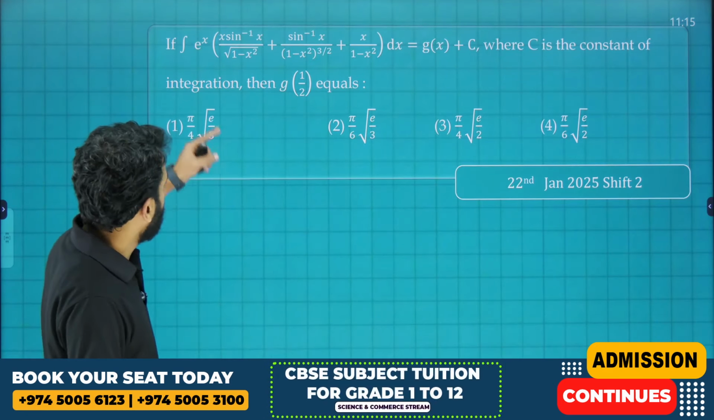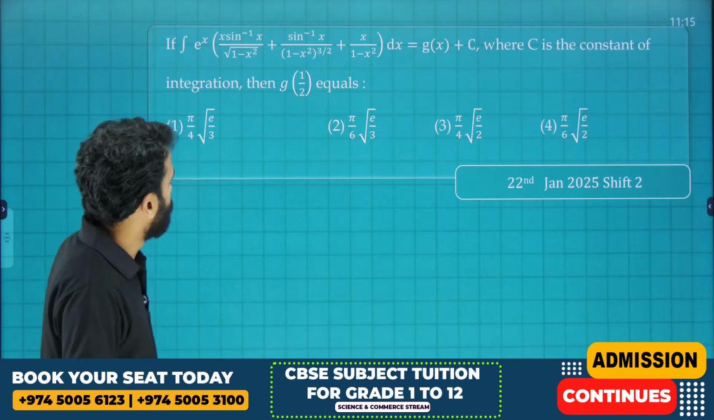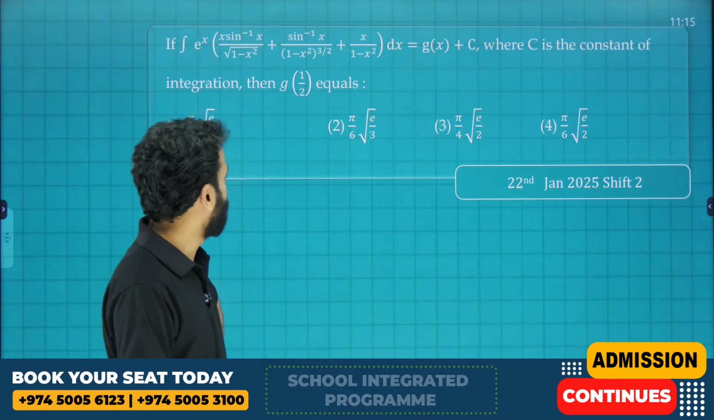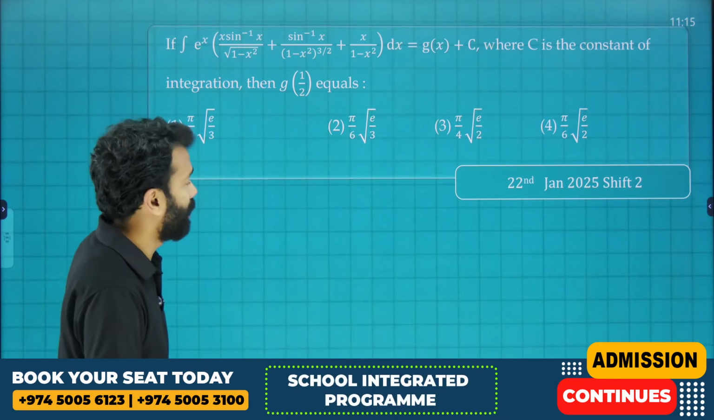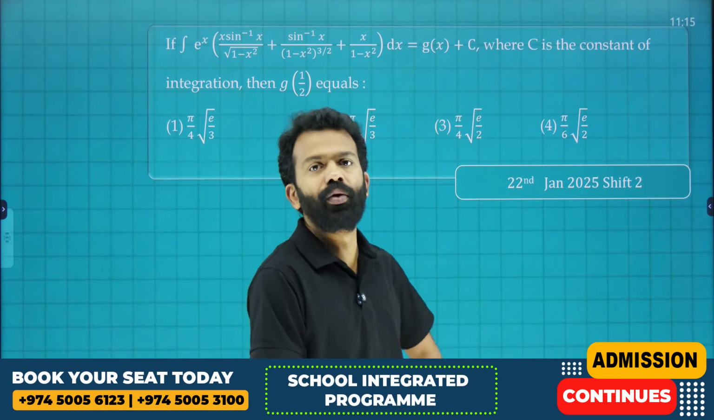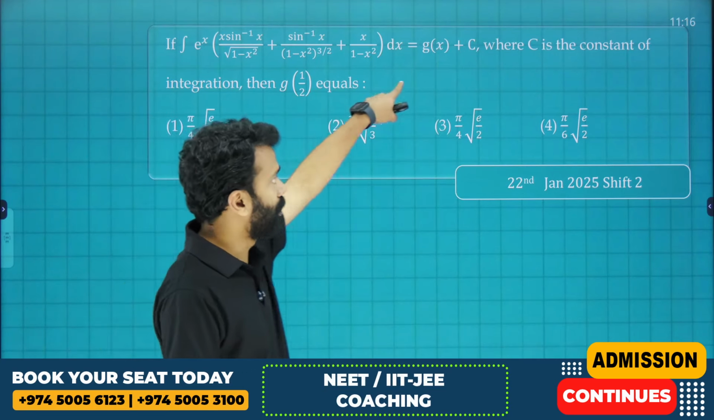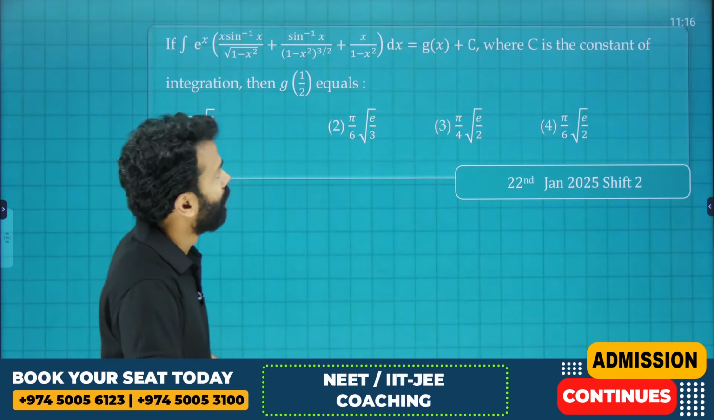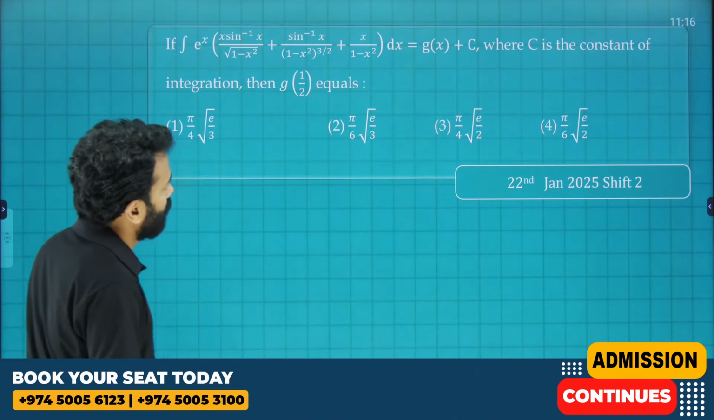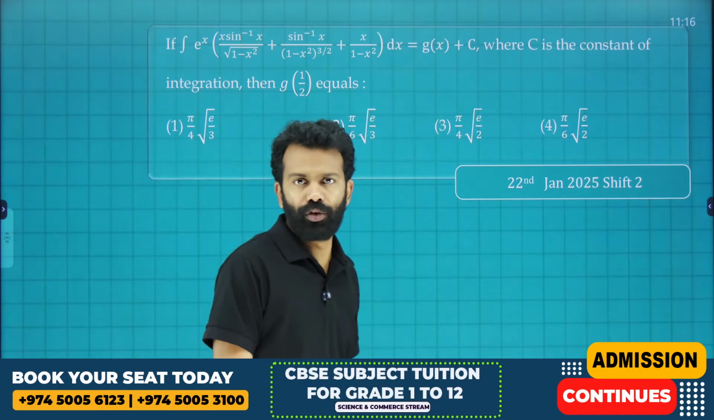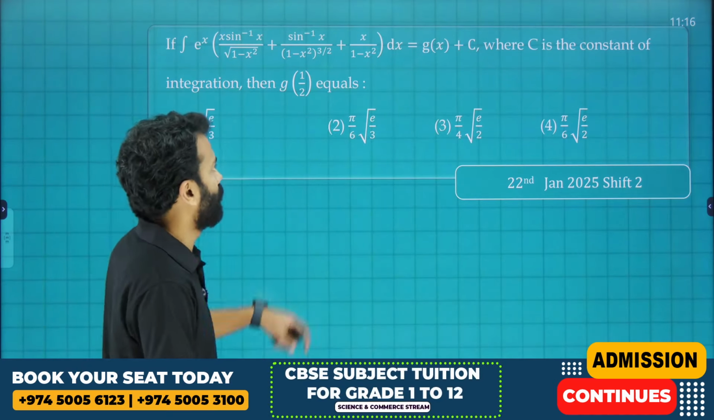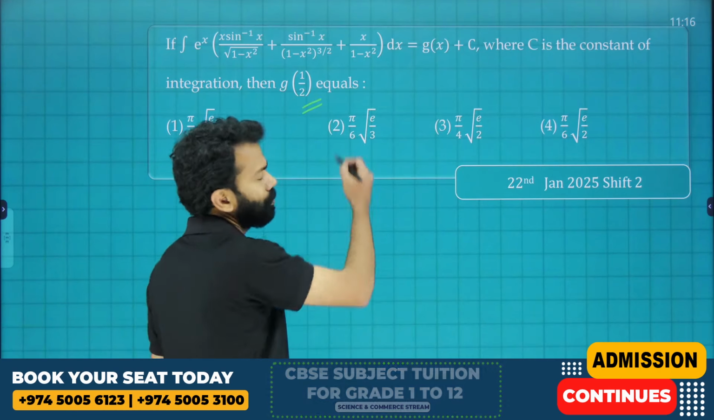The question is: integral of e raised to x into [x sine inverse of x divided by root 1 minus x square plus sine inverse of x by 1 minus x square the whole raised to 3 by 2 plus 1 by 1 minus x square] dx is equal to g of x plus c, where c is the constant of integration. Then you need to find the value of g of 1 by 2. So how are you going to formulate the value of g of 1 by 2?